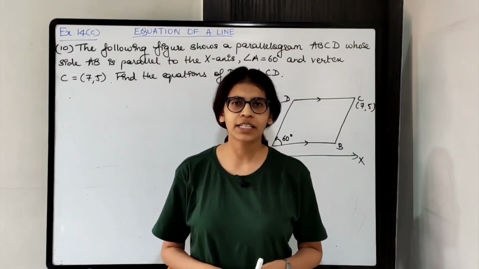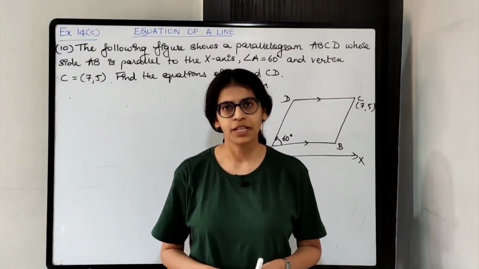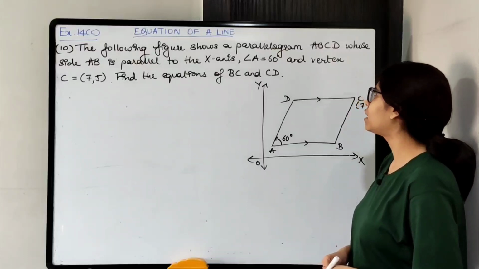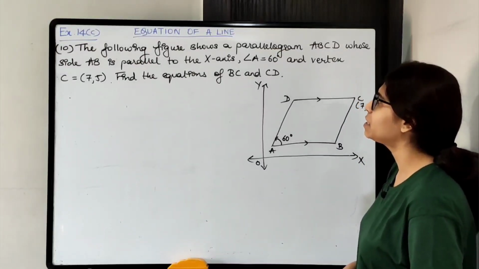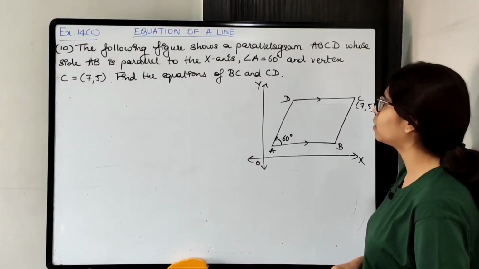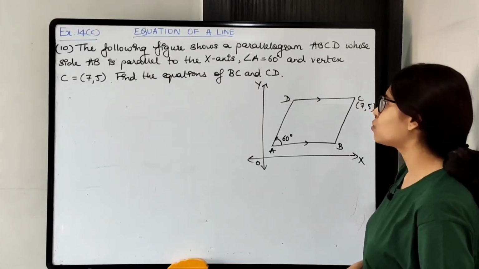In this video, we'll continue with exercise 14C from chapter Equation of a Line. So starting with question number 10. The following figure shows a parallelogram ABCD whose side AB is parallel to the x-axis. Angle A is equal to 60 degrees and vertex C is (7, 5). Find the equations of BC and CD.